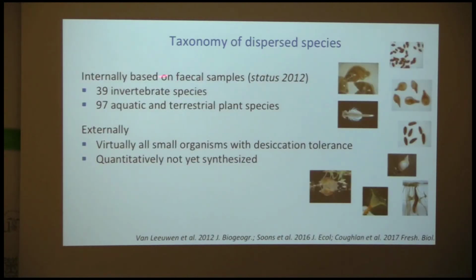And that explains why, a long time ago I reviewed this, that many invertebrates and plants can actually be dispersed. Both aquatic and terrestrial plant species, as is becoming realized lately. And then for external transport, I think virtually all animals that have some kind of desiccation tolerance and don't die during the transport will be able to be transported. But then quantitatively, we don't really have a good overview of which species are able to disperse. Of course, there's lots of literature, but there's not a real quantification yet.